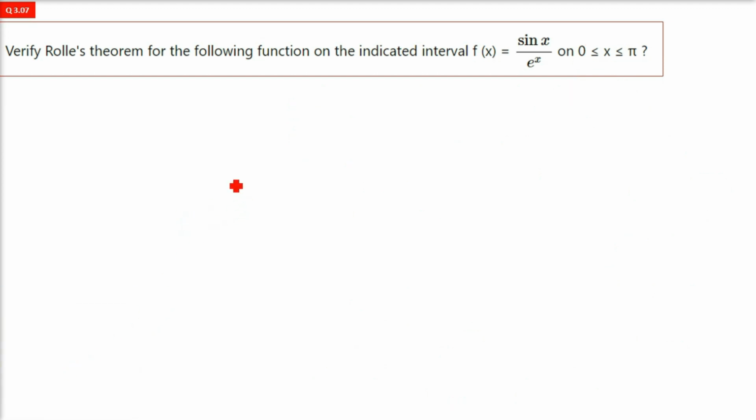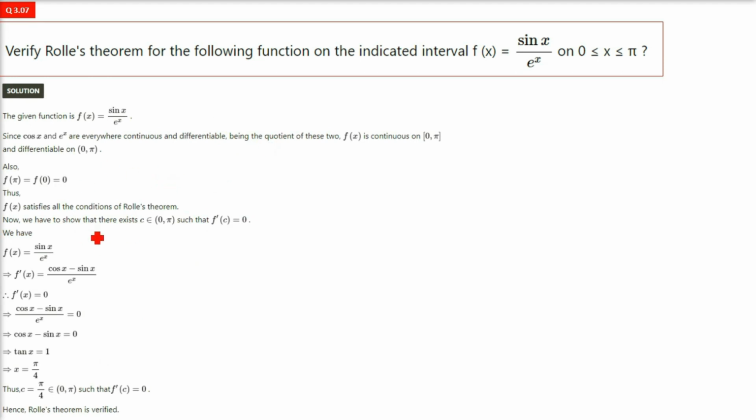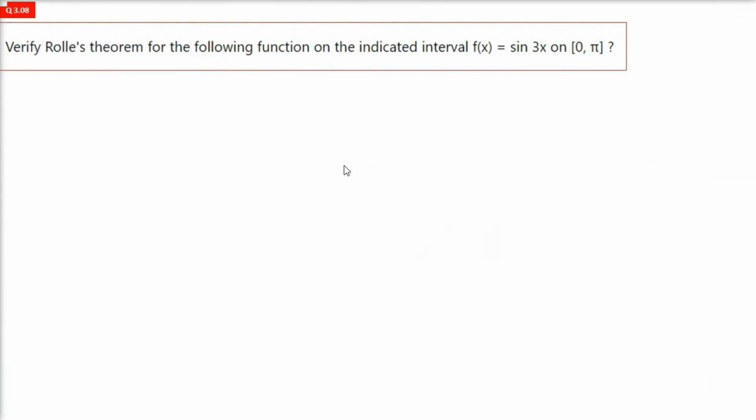So let me show you how you have to write it. This is the way you have to go about writing. This is how Rolle's theorem is satisfied. Now verify the theorem for sin 3x. Sin x, sin 3x, and the domain is also given as 0 to π. So let's make it as 1. First one is continuity, second is differentiability. You already know that continuity and differentiability of the sine function is already established. It is always there.